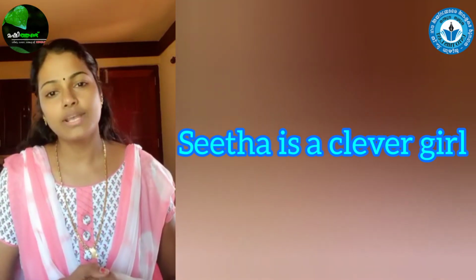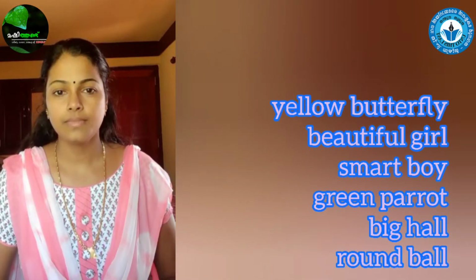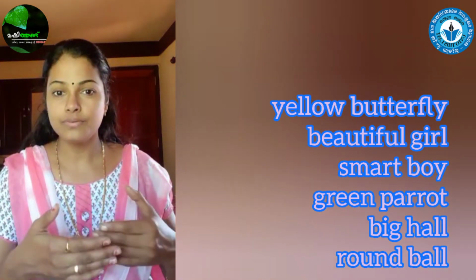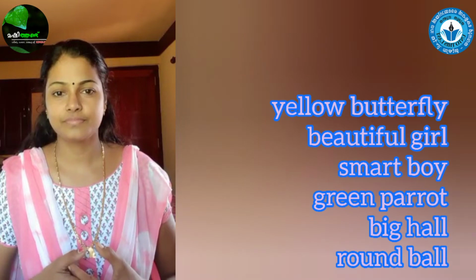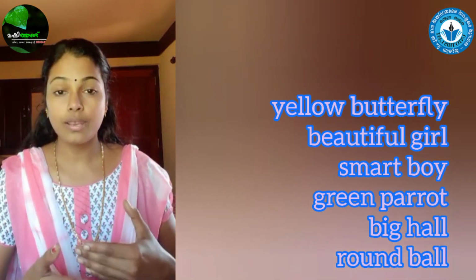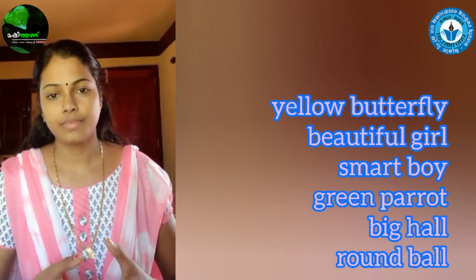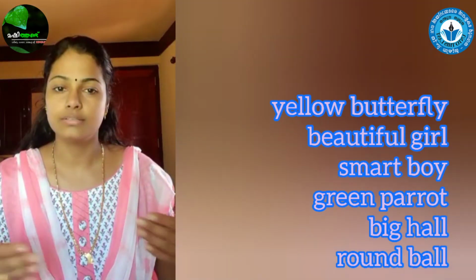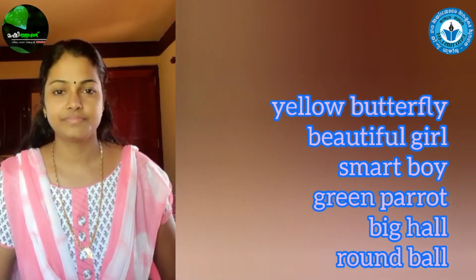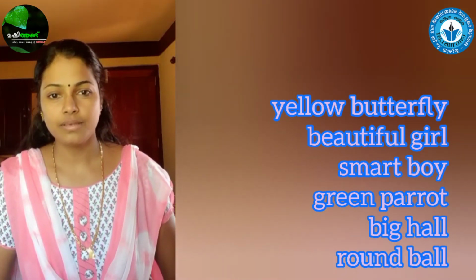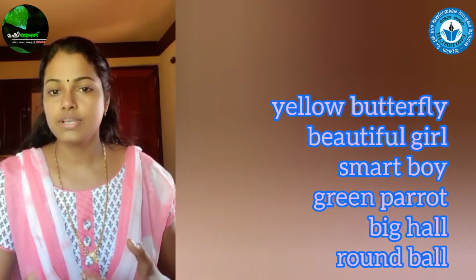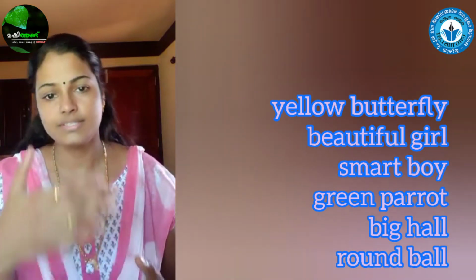Okay, some more examples here. Yellow butterfly. Beautiful girl. Smart boy. Green parrot. Big heart. Round ball. Okay, I think you understand adjective of quality.